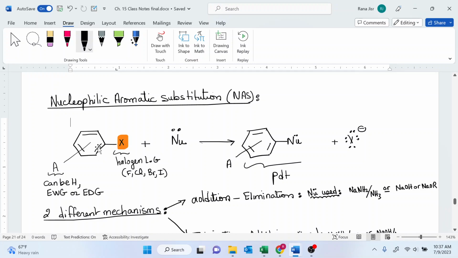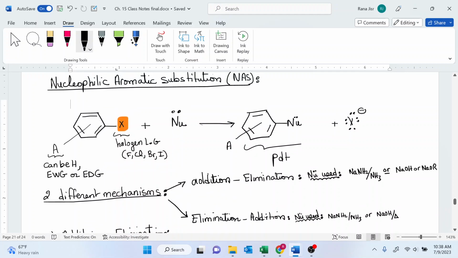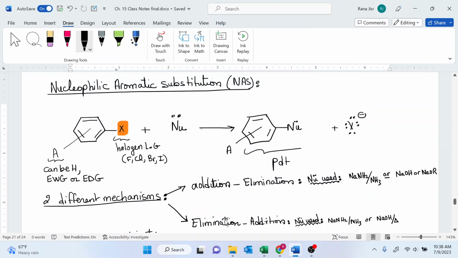Now, on the benzene, there are conditions. Because on the benzene, you can have either a hydrogen or an electron withdrawing group or an electron donating group. The identity of the group on the benzene will indicate what type of mechanism you are going to go by with the nucleophilic aromatic substitution. So there are two types of mechanisms for this reaction, and the types of mechanisms depend on the temperature of the reaction, and they depend on what the groups are on the benzene.